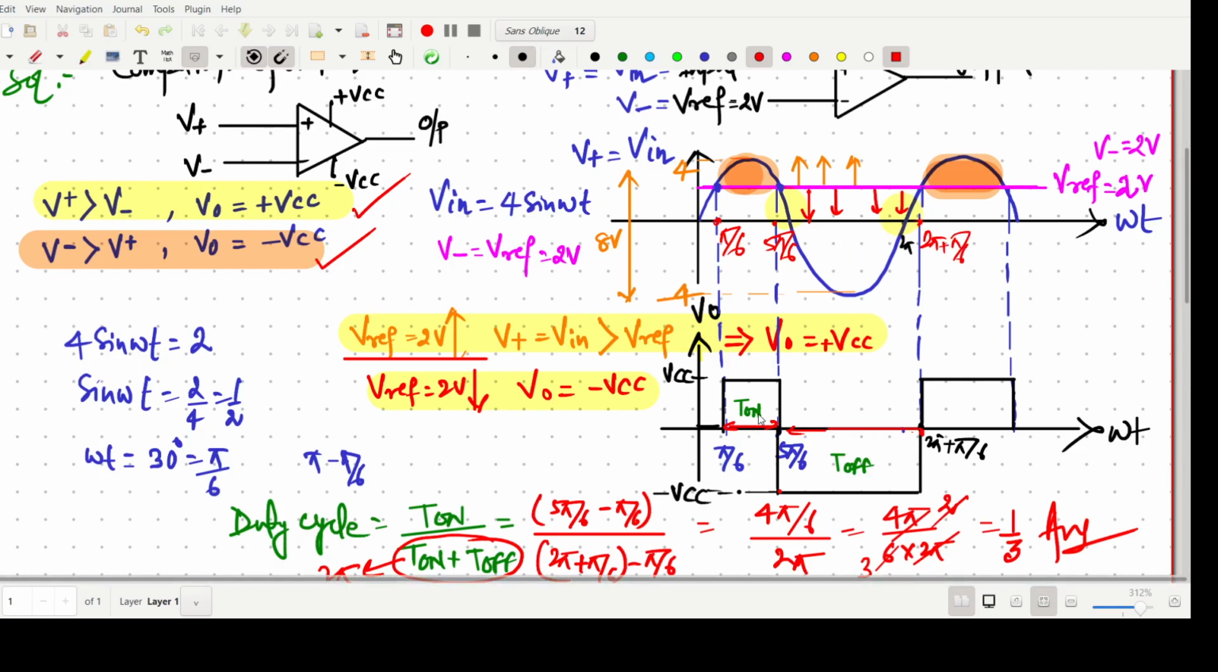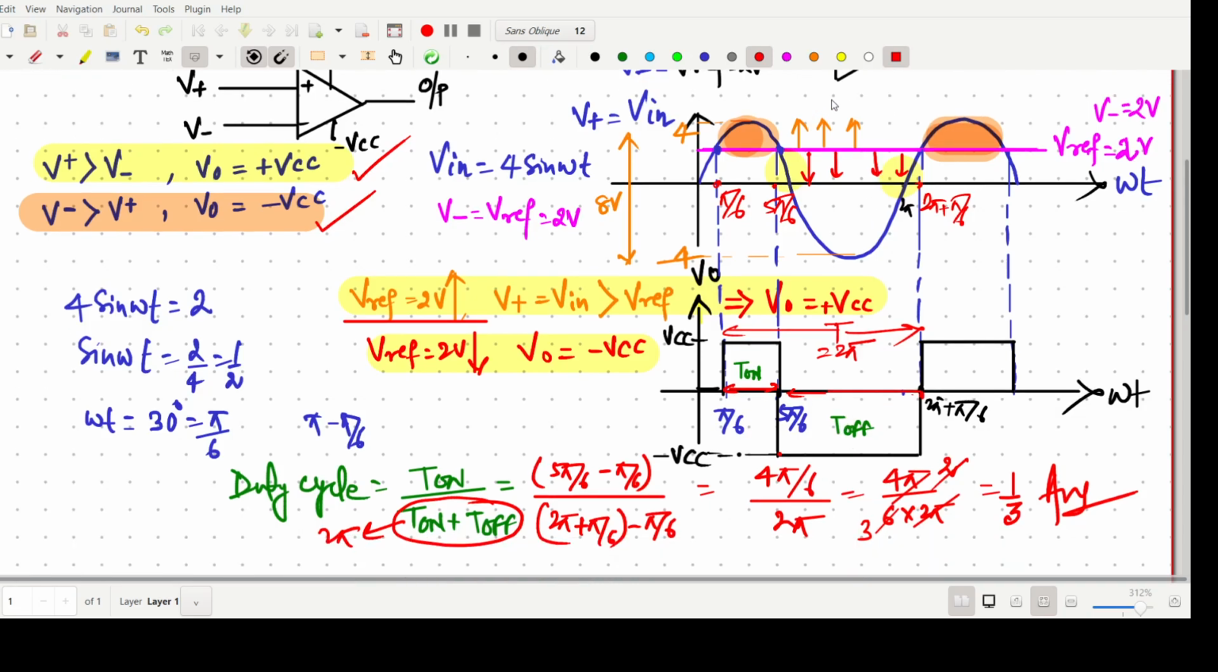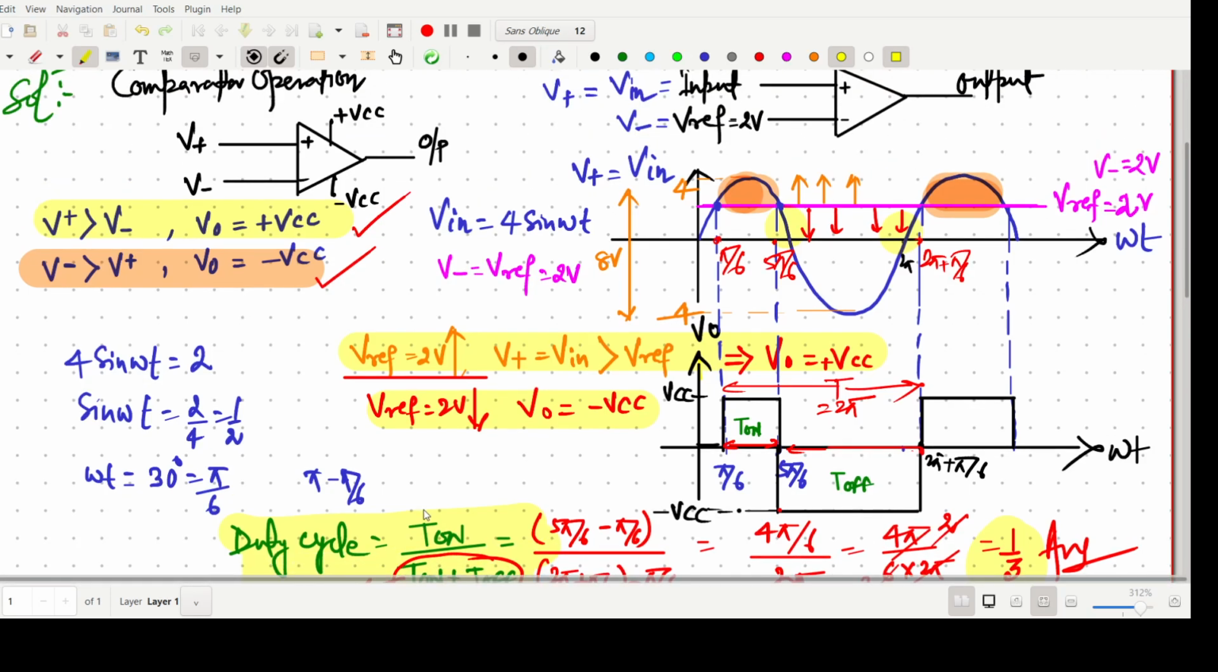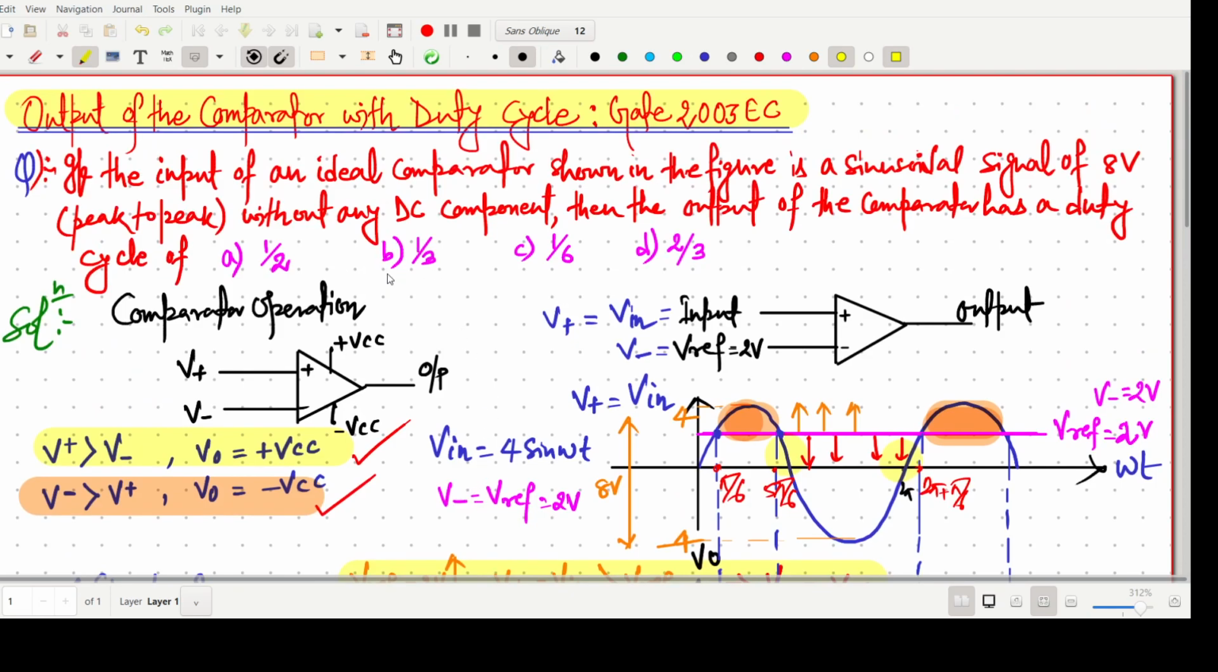Up to this one is the total period, that is our 2 pi. Directly we can write 2 pi also, but 2 pi plus pi by 6 minus pi by 6, so this one is the total period. After solving, it will give the value 1 by 3. This is also an important formula, T1 by T1 plus T off. So the final answer for this question will be 1 by 3.